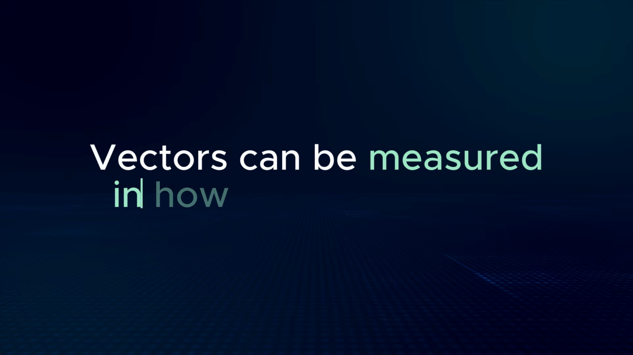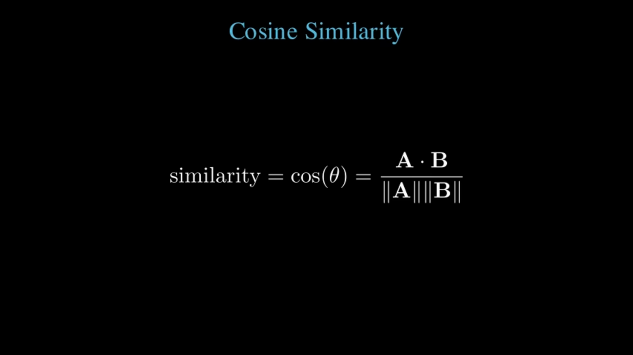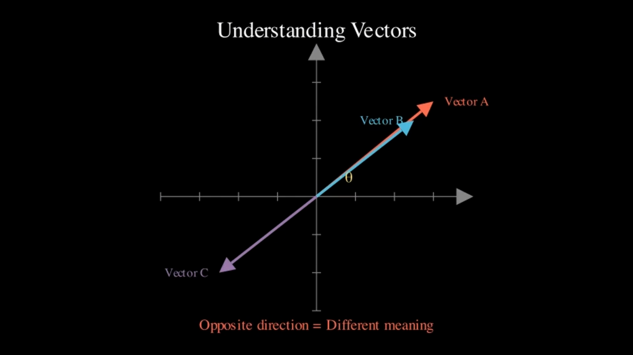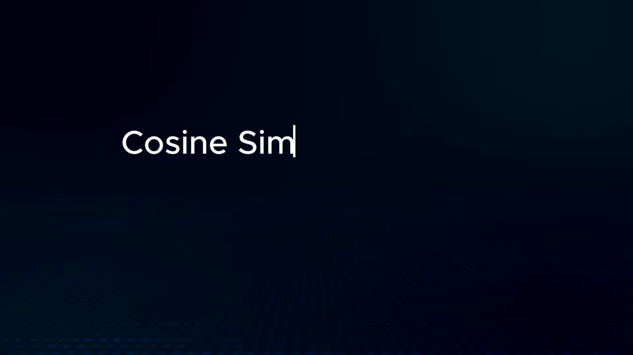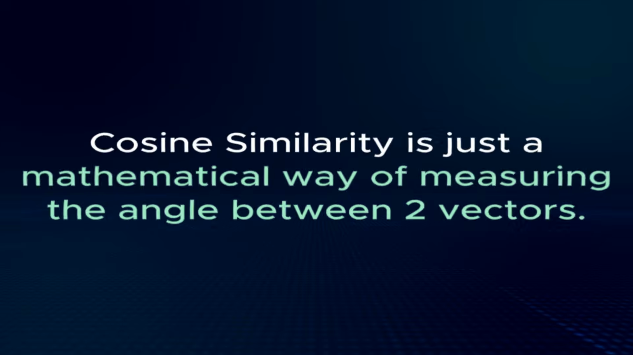We can actually measure how similar 2 vectors are, and the way we do that is through something called cosine similarity. Now, don't let the math scare you. The intuition is actually really simple. Imagine 2 arrows shooting out from the same point. If these 2 arrows are pointing in roughly the same direction, the text they represent has similar meaning. If they're pointing in completely opposite directions, the meaning is totally different. Cosine similarity is just a mathematical way of measuring that angle between the 2 arrows.